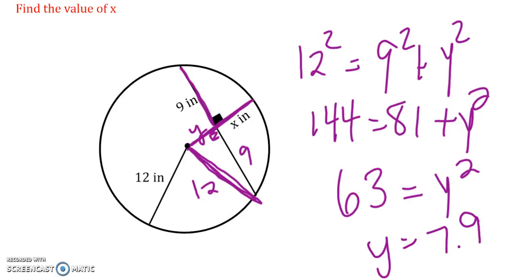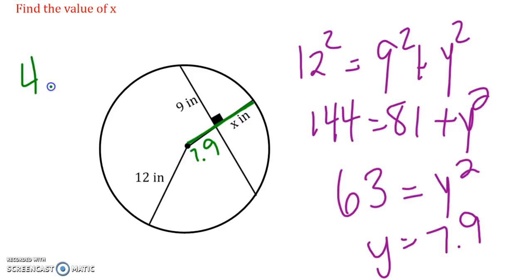So now, if I clean this up a little bit, we know that this piece right here is 7.9. If I put a 7.9 here, but I know this entire value is 12, 12 minus 7.9 is 4.1. So that piece is 4.1. Again, it's just trying to realize that if I give you a radius, please be advised you can put the radius anywhere you need to.